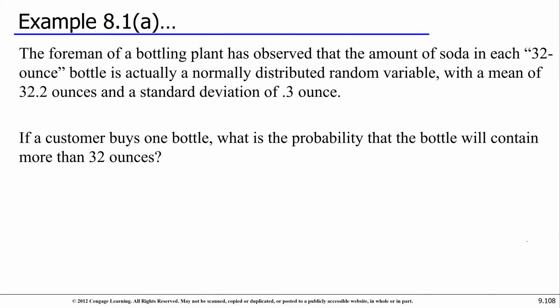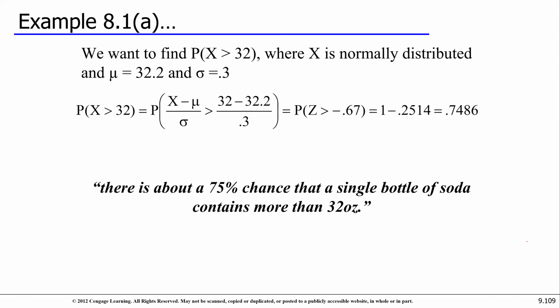So if we're doing the first problem, if a customer buys 1 bottle, what's the probability that the bottle will contain more than 32 ounces? You can pause the video and do this. This is chapter 7 stuff. You should know how to do this. I'm going to flash it on the screen. When the probability of X is greater than 32, normally distributed, we standardize using this formula. This transforms into Z. We reduce this down.